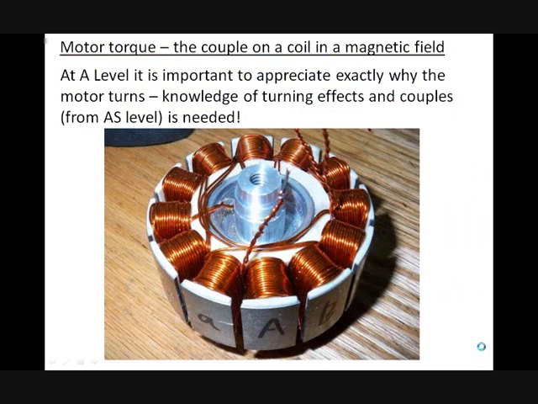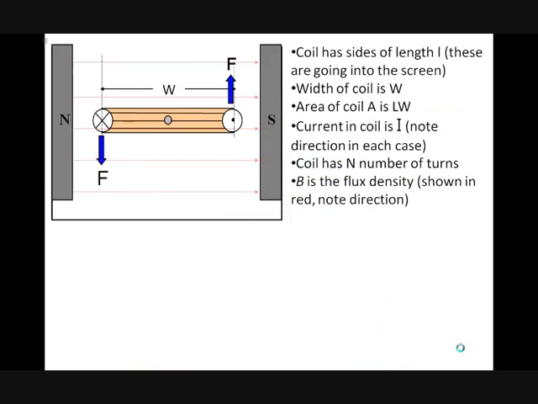Okay, we need to do a little in-depth analysis of this and why it turns. This is a picture of a motor, obviously far more complicated than the one you've just seen, but we're going to use the idea of couples, which is a turning effect when you've got two turning effects around a pivot that will turn. So you need to remember a little bit of your year 12 knowledge.